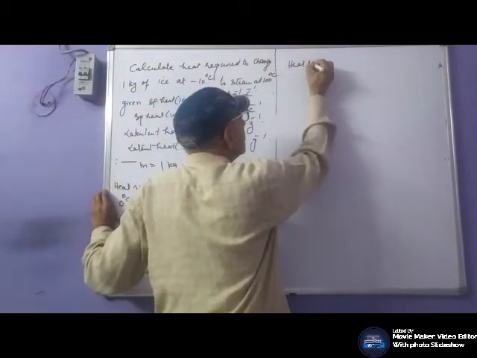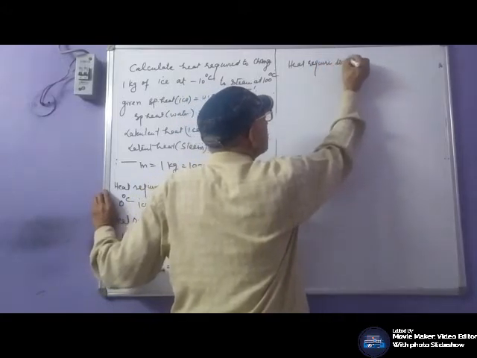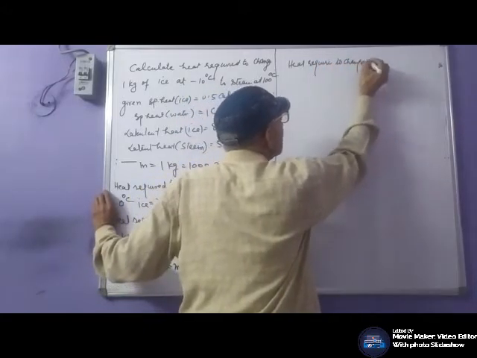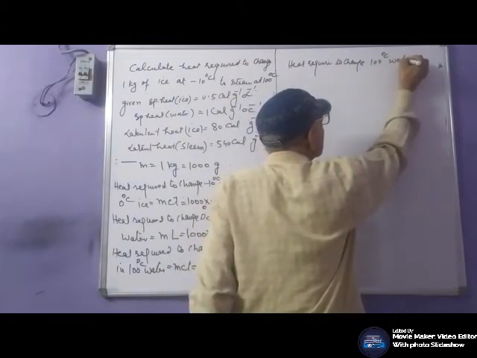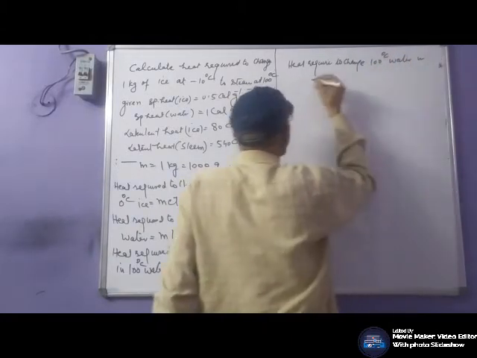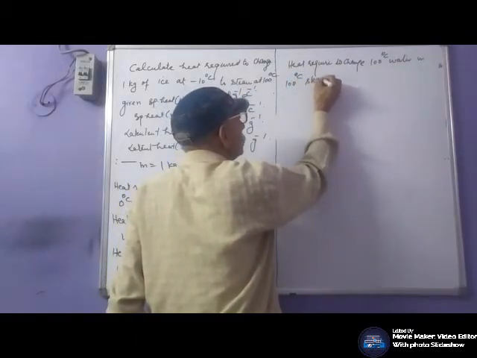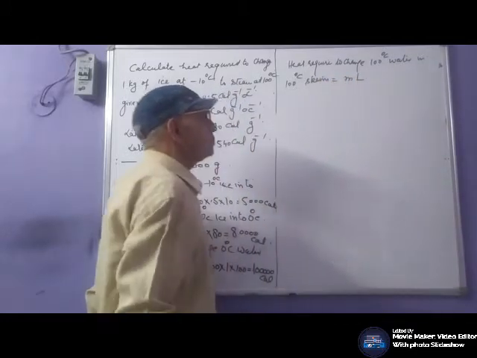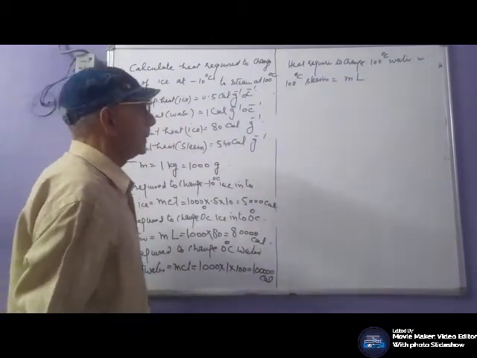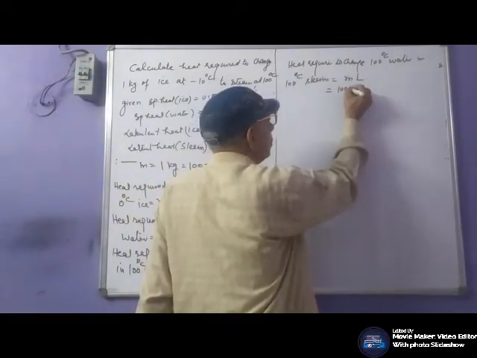Heat required to change 100 degrees Celsius water into 100 degrees Celsius steam. Again, no change in temperature, so latent heat, mL.